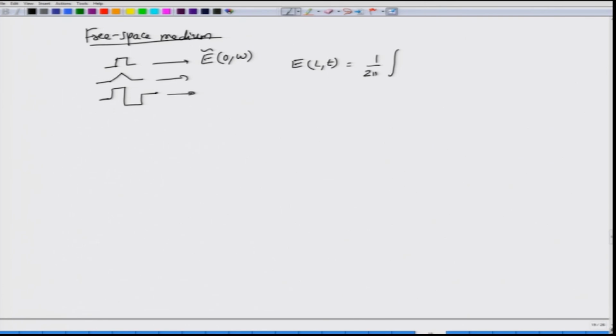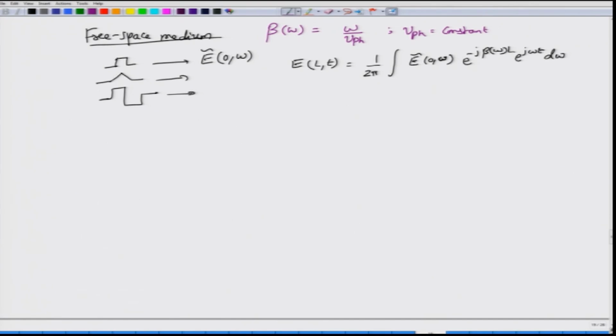the same 1 by 2 pi integral of E of 0 comma omega, okay, this is E of 0 comma omega, e power minus j beta of omega L e power j omega t d omega. But because this is free space medium, the value of beta as a function of omega will be omega by VPH. Okay. So, this is a linear relationship as we have seen, and we will assume VPH to be a constant factor.